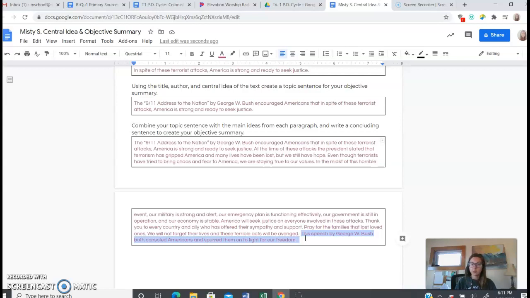That is how you kind of determine what the central idea is of a piece of writing and how you write an objective summary.